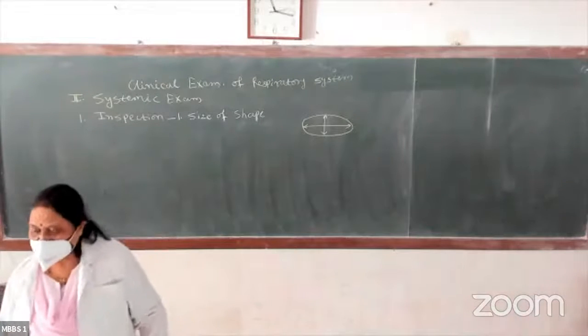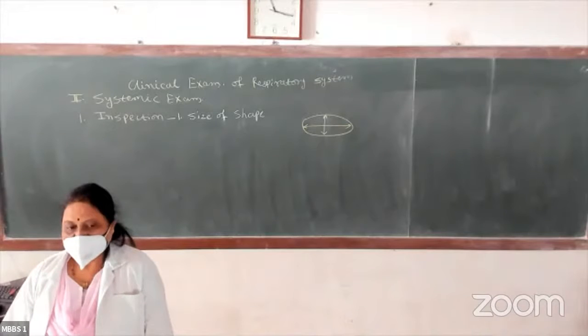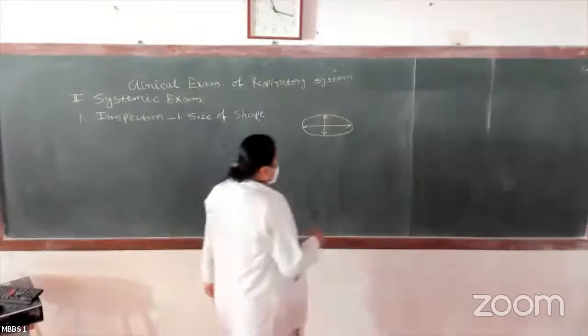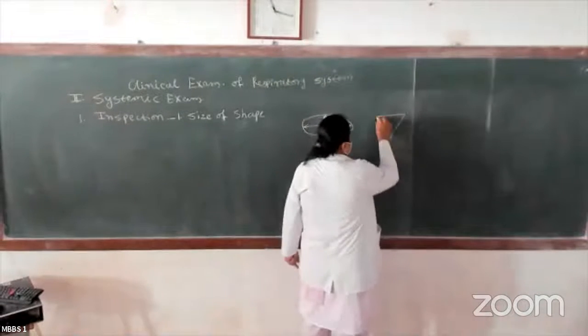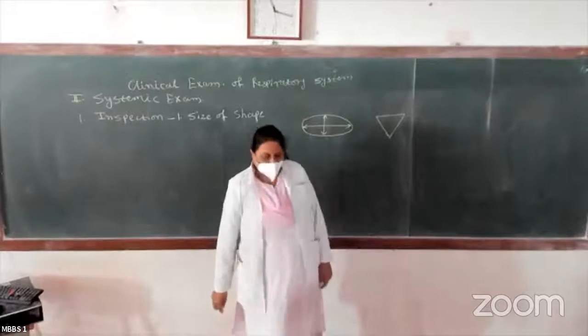Pigeon chest in rickets. What happens in rickets? There is an undue prominence of the sternum. If you take the cross section of the rickets chest, there is a triangular shape. The chest is triangular in shape.